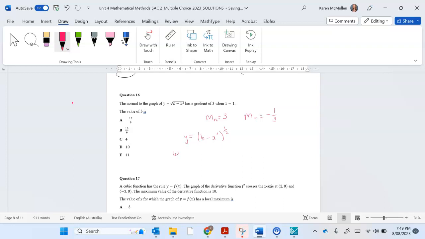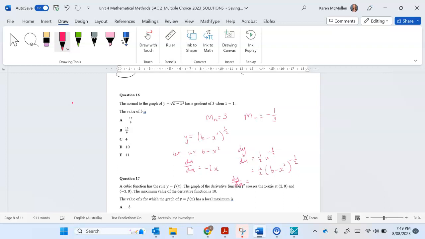All right, let u equal b minus x squared. So du dx is equal to negative 2x, and then dy du is equal to a half u to the negative a half, which is b minus x squared to the negative a half. All right, so dy dx, I'm going off the page.